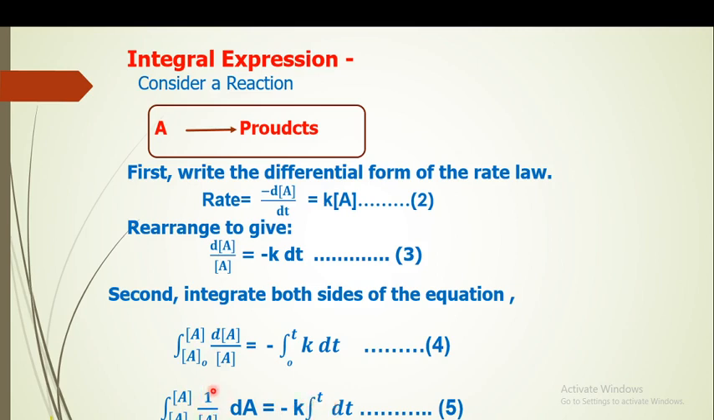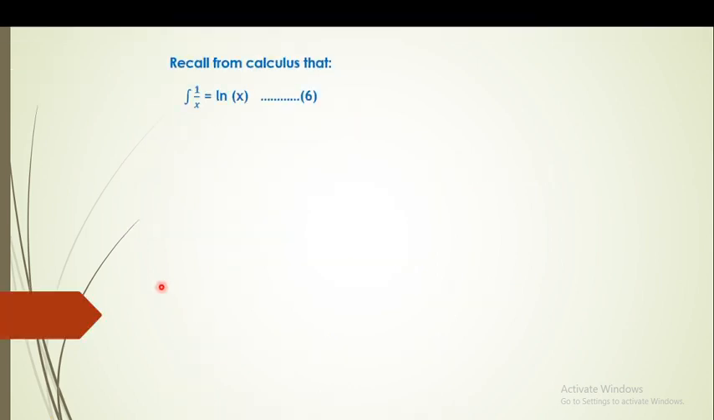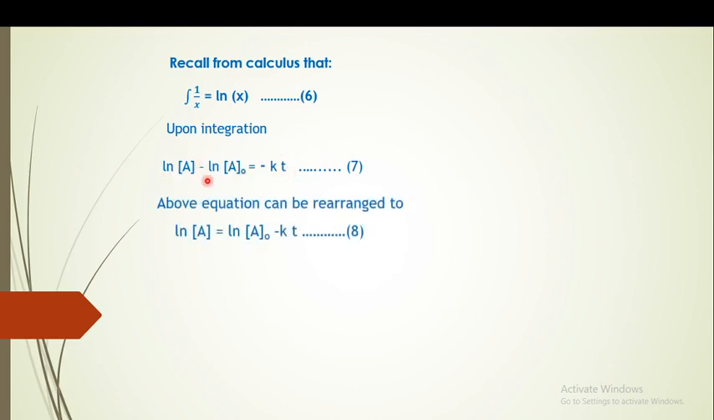So what is the integration of 1 upon A? We recall from the calculus that integration of 1 upon A or 1 upon x is ln of x. So upon integration we got the equation ln of A minus ln of A0 is equal to minus K into t. This is the required integral form for the first order reaction, and this equation can be rearranged as ln of A is equal to, this negative ln of A0 goes here. So ln of A is equal to ln of A0 minus kt.